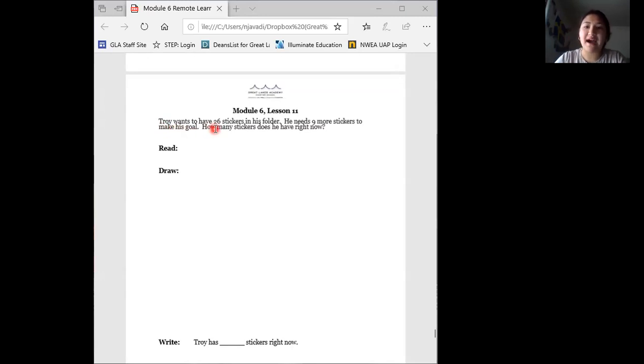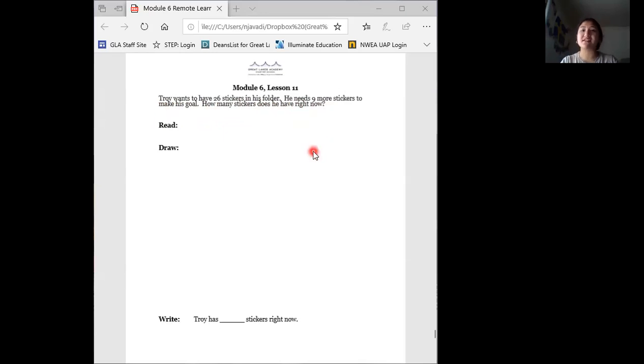Troy wants to have 26 stickers in his folder. He needs 9 more stickers to make his goal. How many stickers does he have right now? Scholars, on your page, you are going to use a tape diagram and a number sentence to find how many stickers Troy has now. Pause and solve on your own.